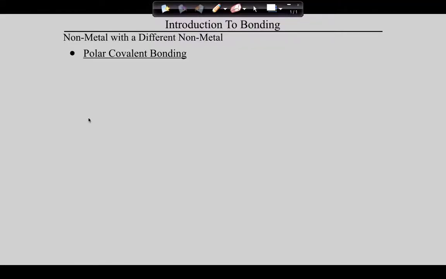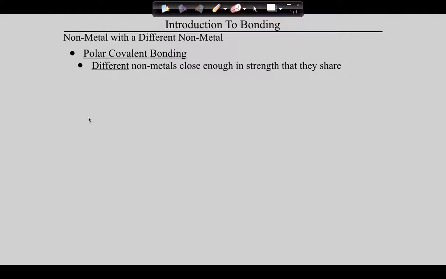All right, so guys, polar covalent bonding. This happens when you've got different nonmetals. So they're both nonmetals, so they're both strong. But they're not the same nonmetal, so they're not equally strong. So what's going to happen when you get two different nonmetals that start pulling on electrons?